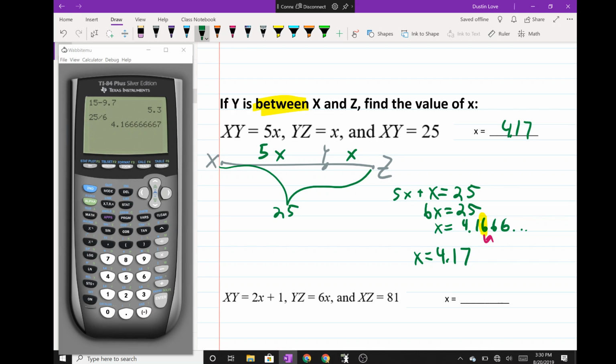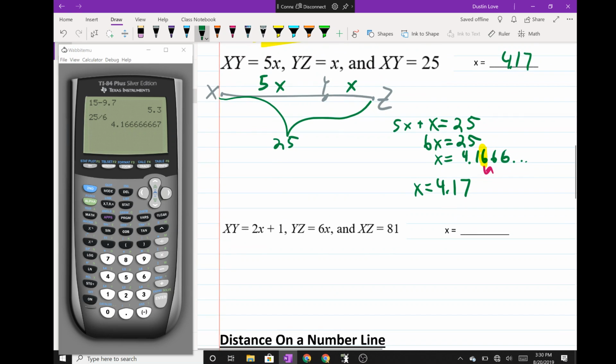All right. Next up, same idea as above. X, Y, Z. XY is 2x plus 1. YZ is 6x. And the whole thing is 81. All right, anybody want to take a stab at this equation?